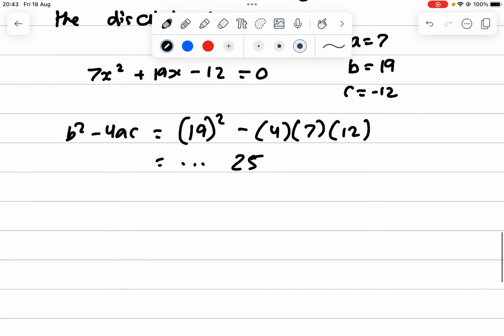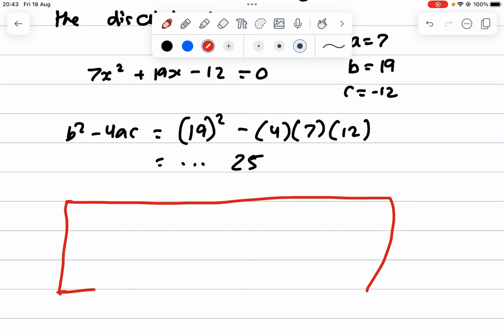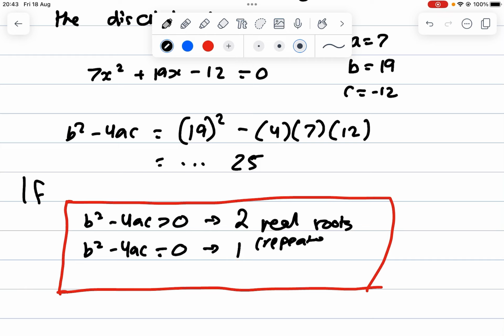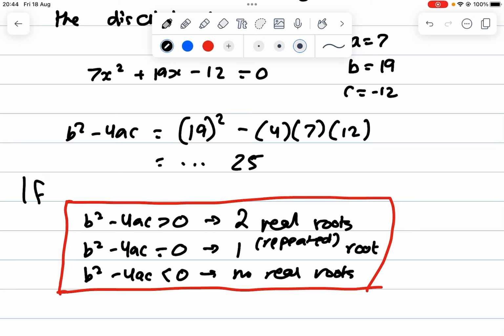So we have a rule here. If b squared minus 4ac is more than 0, there are 2 real roots. If b squared minus 4ac equals 0, there is 1 repeated root. And if b squared minus 4ac is less than 0, there are no real roots.